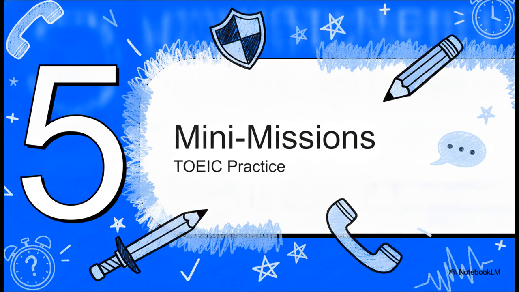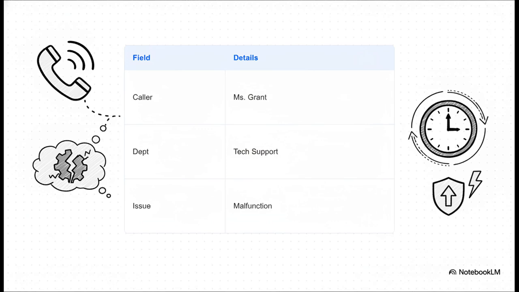Time to put this into practice. Part 5, TOEIC practice mini-missions. Let's use these vocabulary weapons. We've got the vocabulary and the protocol. Now let's test your skills.